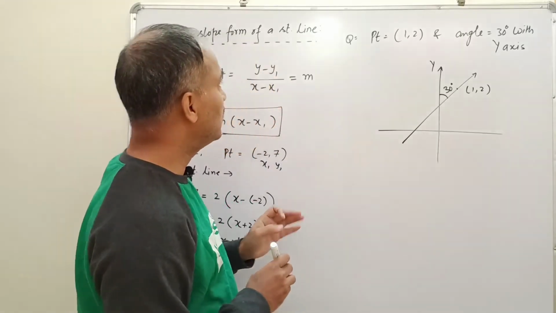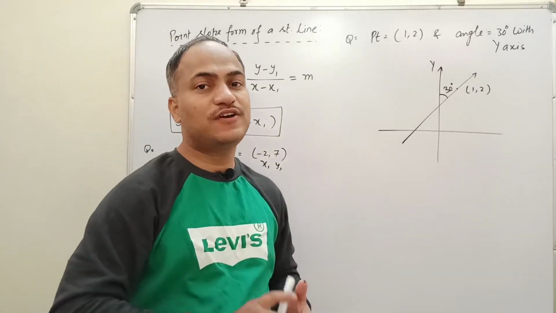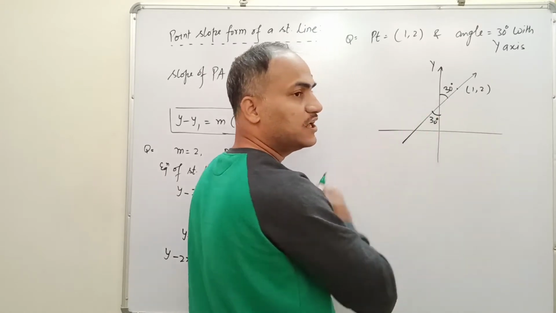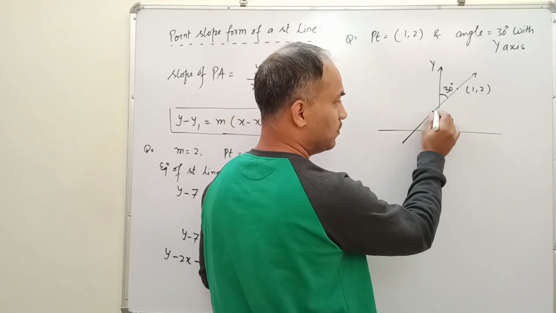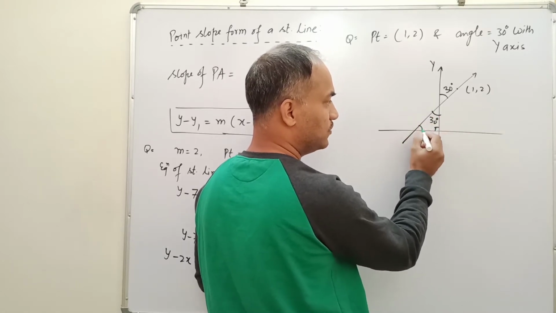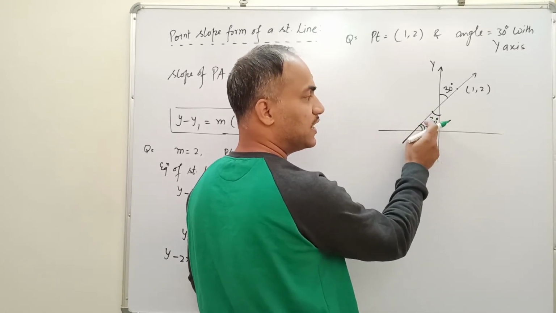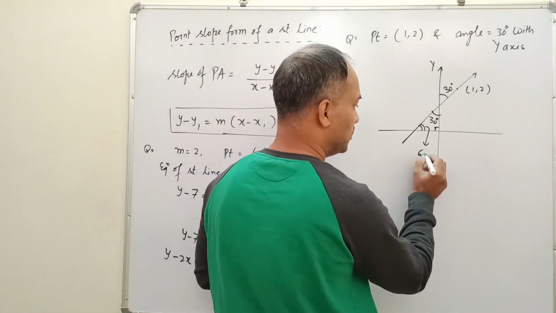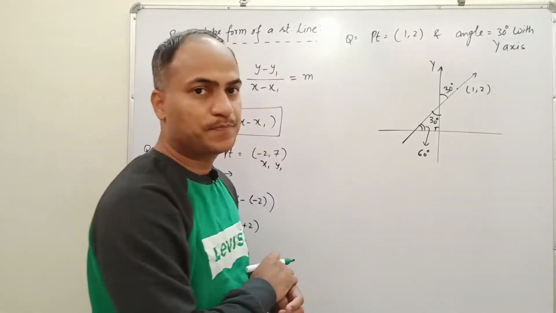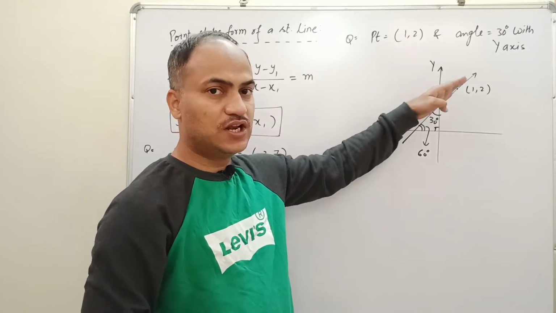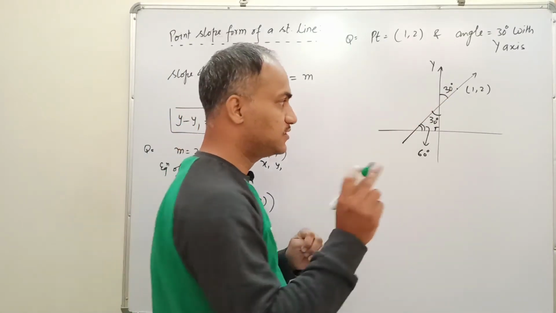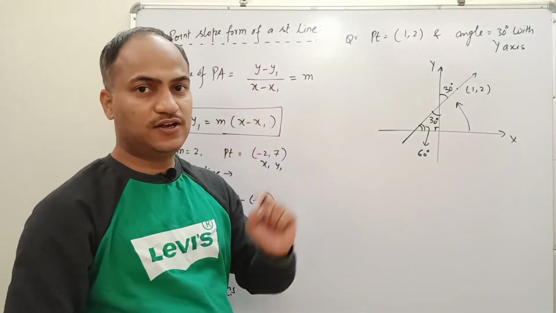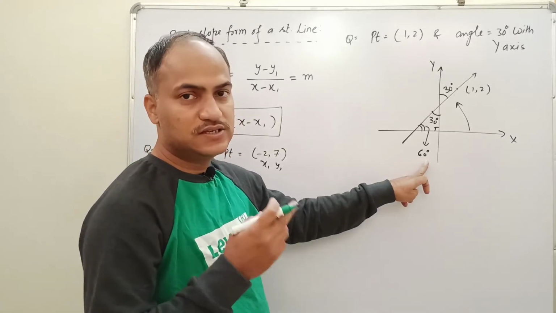We only require the angle from the positive x-axis. Here we see this is also 30 degrees because they are vertically opposite angles. This is 90. Now in this right angle triangle with 30 and 90, obviously this angle is 90 plus 30, 120. 180 minus 120 becomes 60. So this is 60 degrees, our main finding. This straight line is making a 60-degree angle from the positive x-axis. Remember guys, you have to find the angle from the positive x-axis in the anti-clockwise direction.